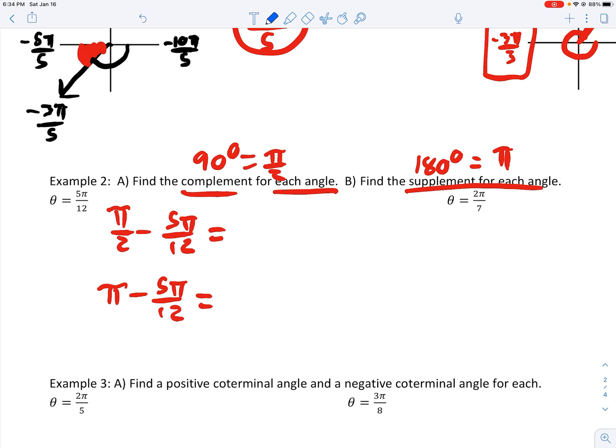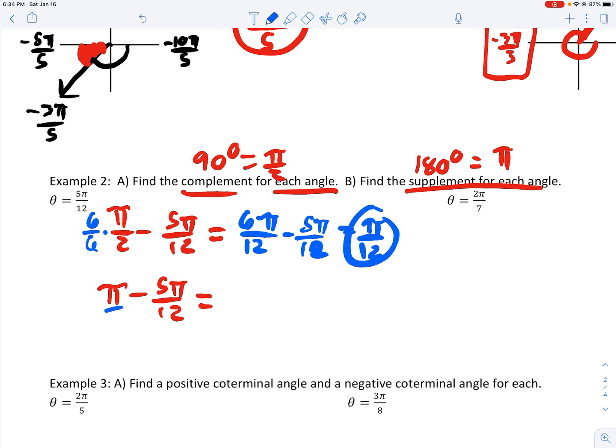So in order to subtract, I need to have common denominators. So this would be 6 pi over 12 minus 5 pi. So this is just pi over 12. This would be multiplied by 12. So 12 pi over 12 minus 5 pi. So that's 7 pi over 12.